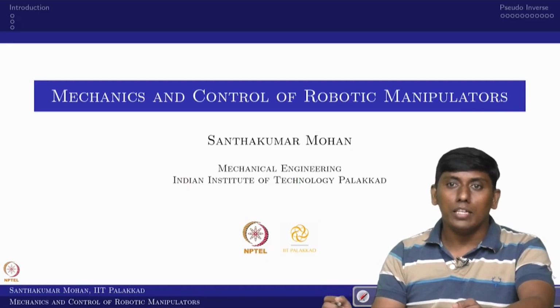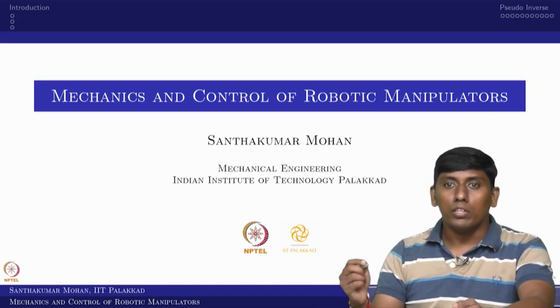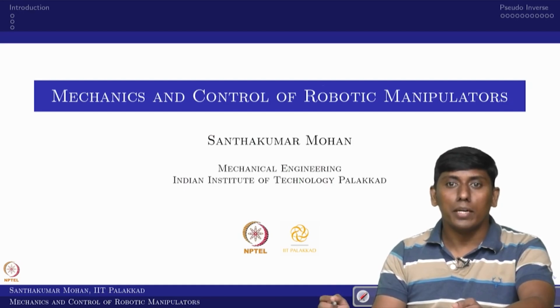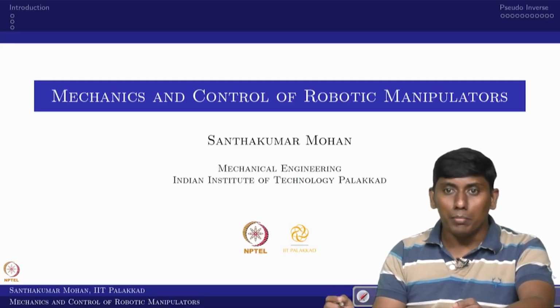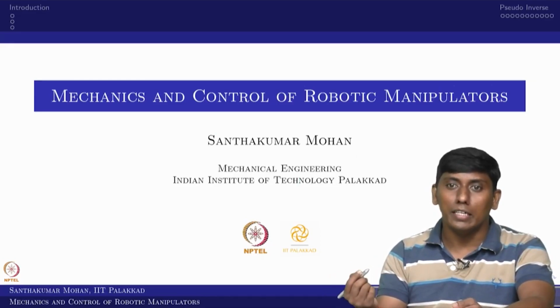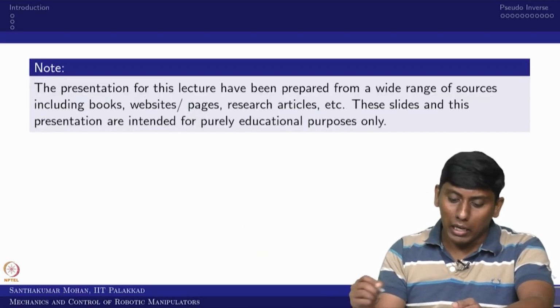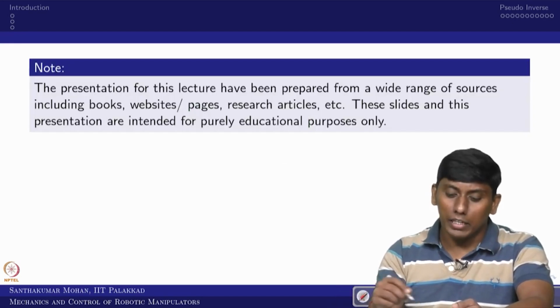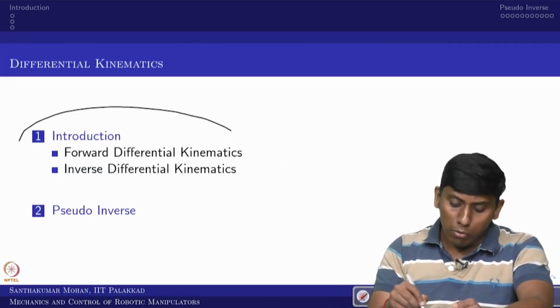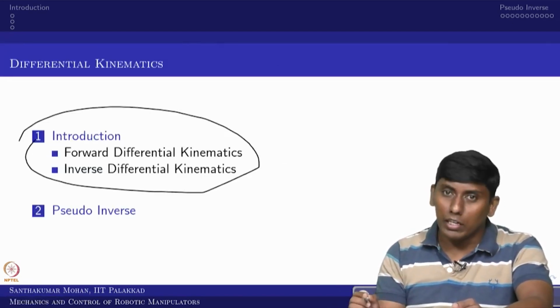Before going to the velocity model, we will see what is the basic principle behind this. What are the types of differential kinematics, and in that, what matrix do we end up with? Although in the last class we have seen the Jacobian matrix, we will be seeing the Jacobian matrix in detail, and then how the Jacobian matrix can be used as a useful tool. That is the whole idea in this particular lecture. So we are going to talk about forward and inverse differential kinematics.